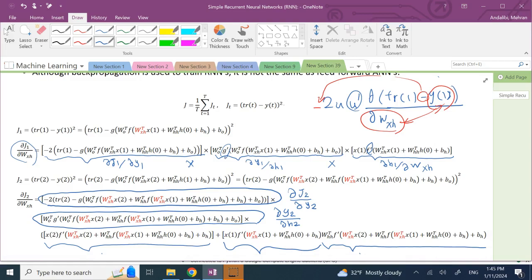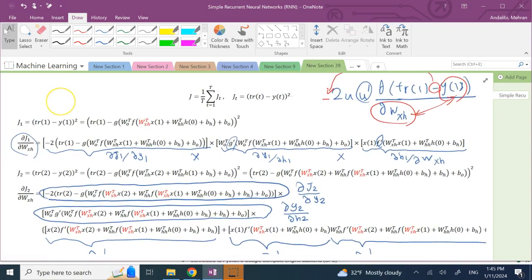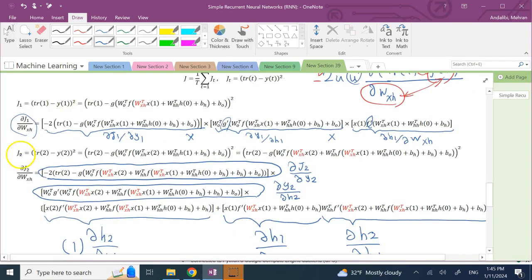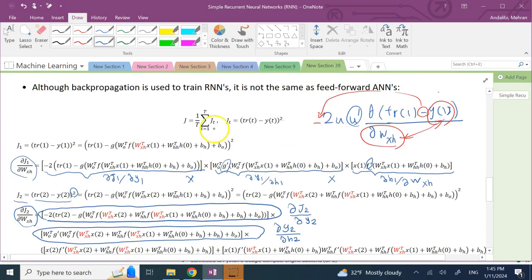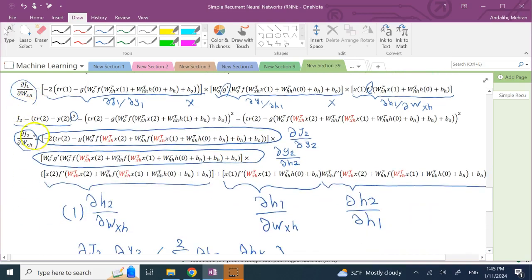But now I want you to raise the bar a little bit more. This time we want to optimize J2, which is target 2 minus y prediction 2 squared. Take the partial of that with respect to the same weight, because we need all of these individual ones, partial of them with respect to WXH. When you add them and divide by t, that's the partial of J with respect to that weight. So we need J2, J3, J4, all the way to JT.